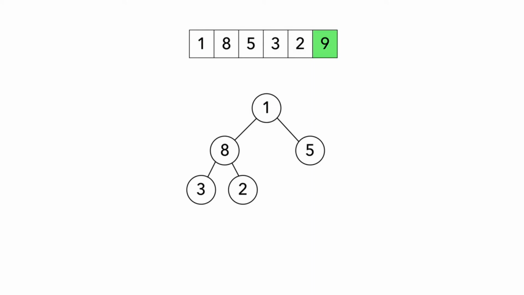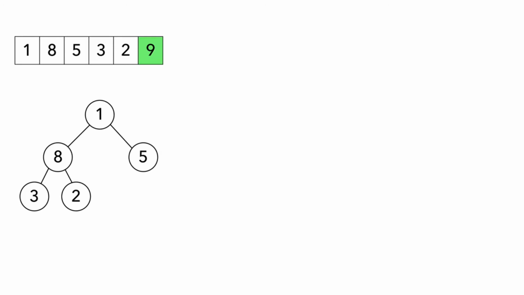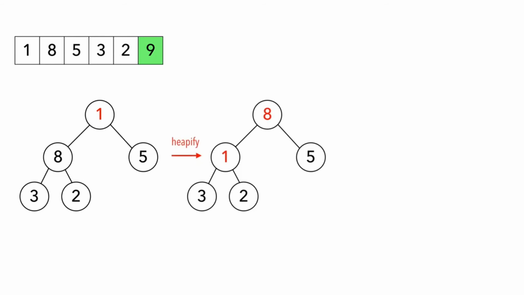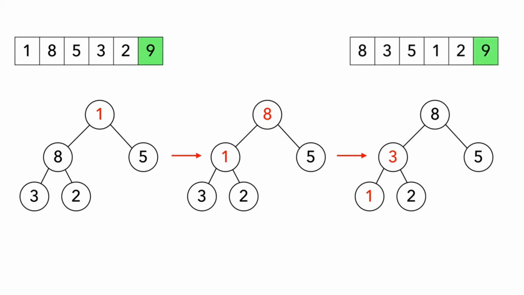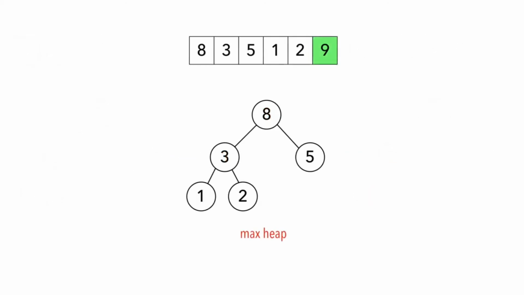Looks good so far, except we're back to having a tree and not a heap. This time we call Heapify since only the item 1 is out of place. 1 floats down to the bottom and the largest number heads to the top. We're back to having a max heap.